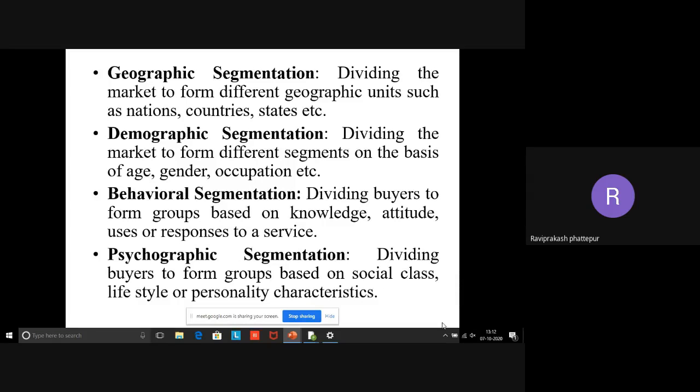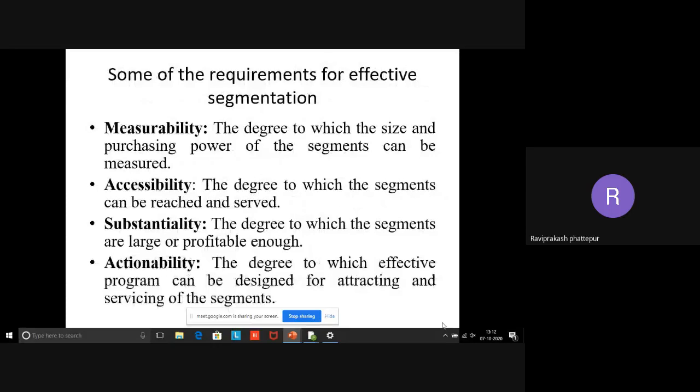And the last one is psychographic: dividing buyers to form groups based on social class, lifestyle, or personality characteristics. These all come under psychographic segmentation. Moving to the next thing: some of the requirements for effective segmentation. So what all needs to be there?